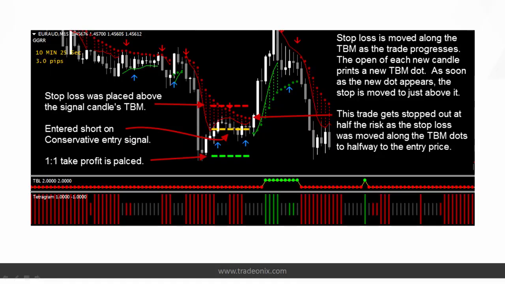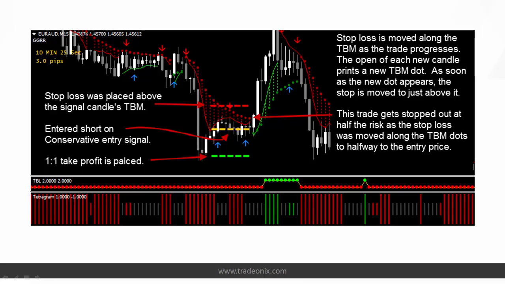We have everything in this example all laid out on the chart. The entry signal is right here. We get a conservative short trade as the tetragram goes from gray to a full red bar. So we would enter short on the close of this candle. Stop loss goes above the TBM, and the 1-to-1 take profit is placed. Stop loss is 50 pips. Take profit is also 50 pips.